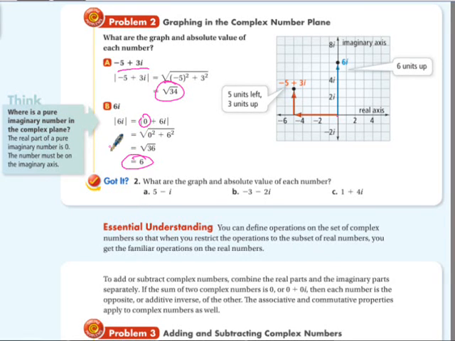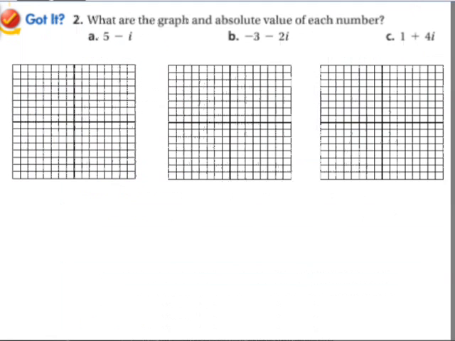All right. What are the graph and absolute value of each of these numbers? So let's take a look. See if you can try to graph and get the absolute value. And if you can't do one, try to do the other. So if you can't graph it, get the absolute value. If you can't get the absolute value, try and graph it, and then pause the video, and we'll come back and check these against what I have. Okay, pause the video now.